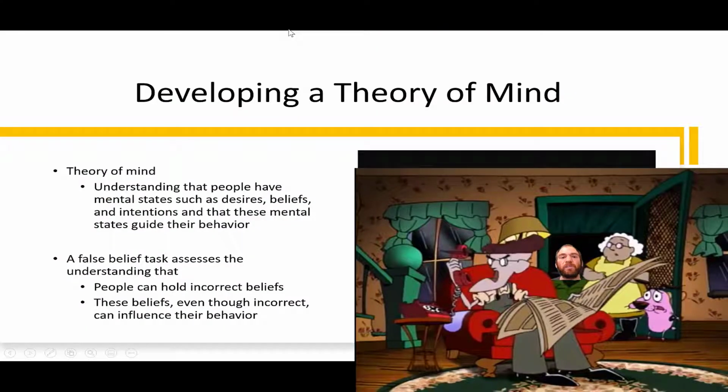Our next term, theory of mind, is defined as understanding that people have mental states such as desires, beliefs, and intentions, and those mental states guide their behavior. A false belief task assesses the understanding that people A, can hold incorrect beliefs, and B, those beliefs, even though incorrect, can influence their behavior.